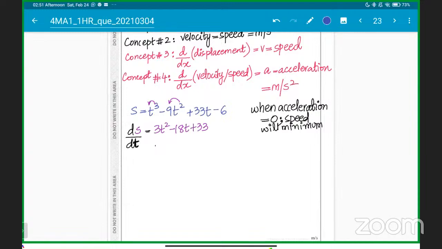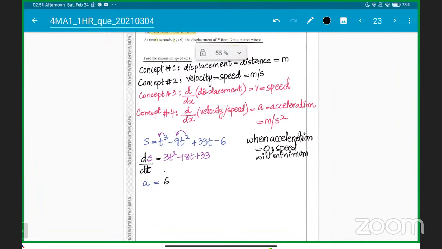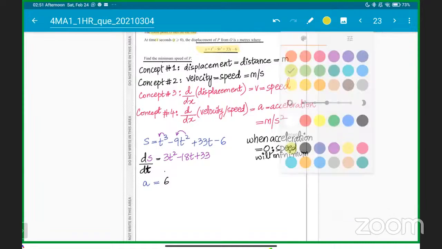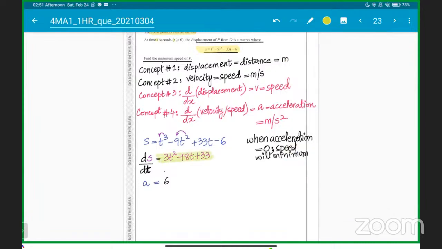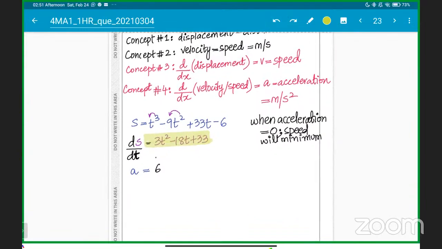You are going to differentiate this again, which will give A, acceleration, because I said the first differentiation gives you speed, the second differentiation gives you acceleration. So acceleration is equal to differentiating that again. Why am I differentiating again? Because you have to find the minimum speed, so we need the time. This is the function of speed; the minimum speed will come from this, but we don't know what the time is.